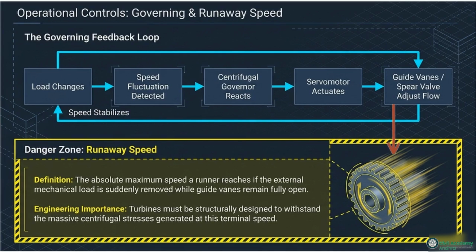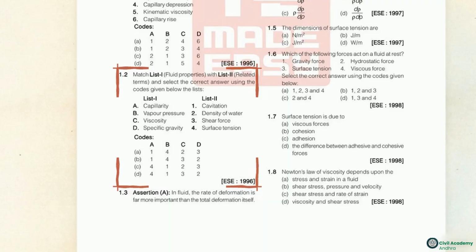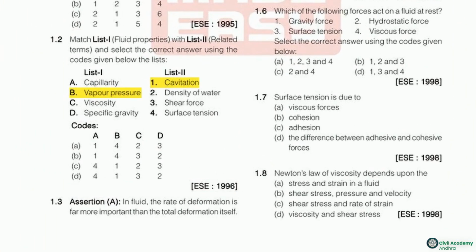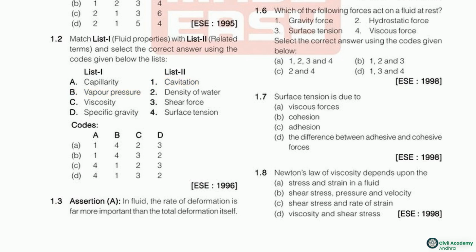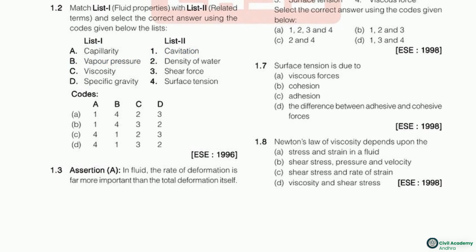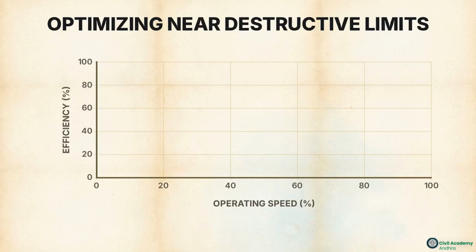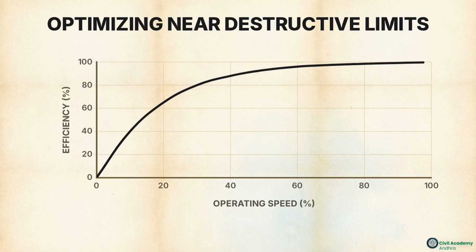Another danger comes from the fluid. Reviewing question 1.2 on this document, cavitation pairs directly with vapor pressure. If internal pressure drops below vapor pressure, the water boils. The resulting bubbles collapse violently, carving metal chunks out of the blades. Plant design is an active balancing act. You optimize theoretical efficiency equations while ensuring the physical hardware stays safely away from destructive limits of runaway speeds and cavitation. Let's put this into practice.